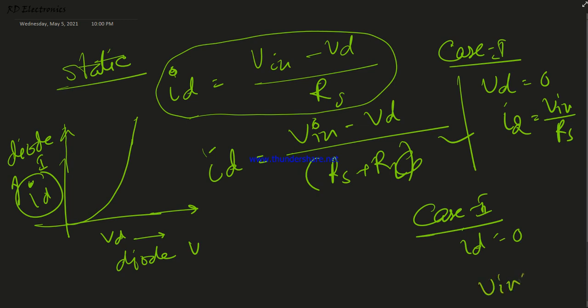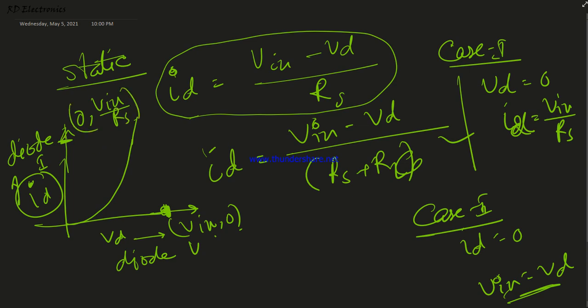For Id equal to 0, that means V input equals Vd, from this very simple equation. So when V input is maximum, the current value is 0. One point here has the coordinate V input comma 0, because this is x maximum, y minimum. On the y-axis it is reversed, because here voltage is minimum and current is maximum, that is V input by Rs. This is also known as the maximum current. We just connect these two points and we get the line.